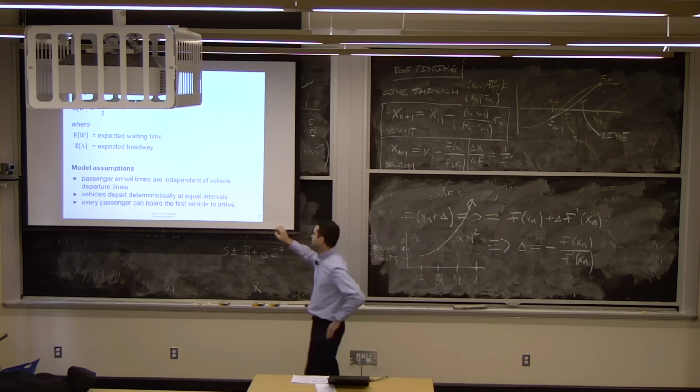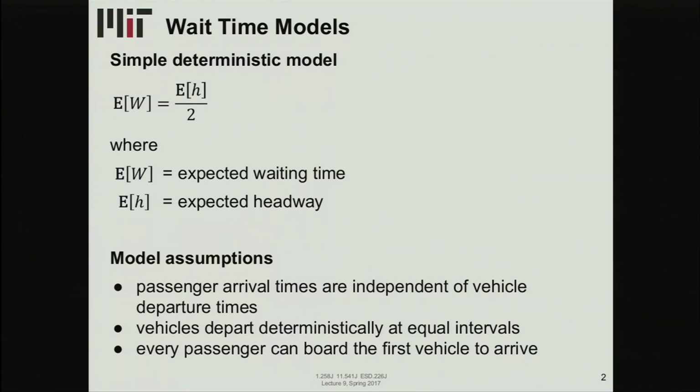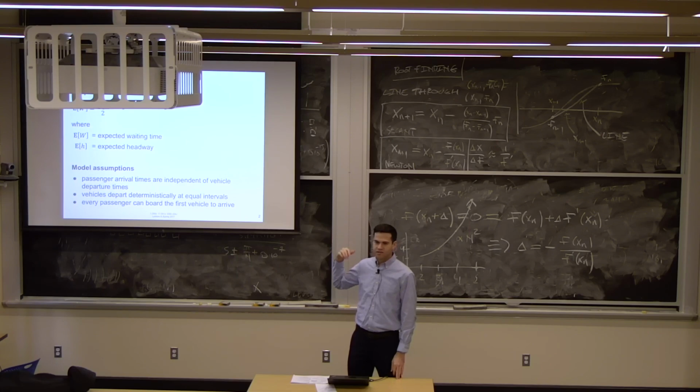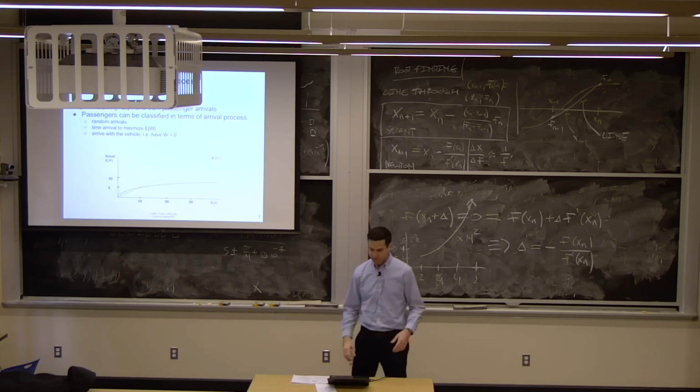So if we take this particular one, this is the strongest assumption, right? That vehicles depart deterministically at equal intervals, and we say no, they don't actually. Some of them depart late, some of them depart early. There's bunching. So what happens to waiting time when that happens? It goes up, right? Okay. So how do we adjust this model to account for that?